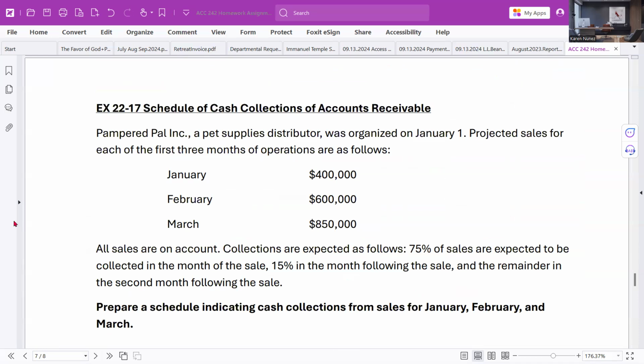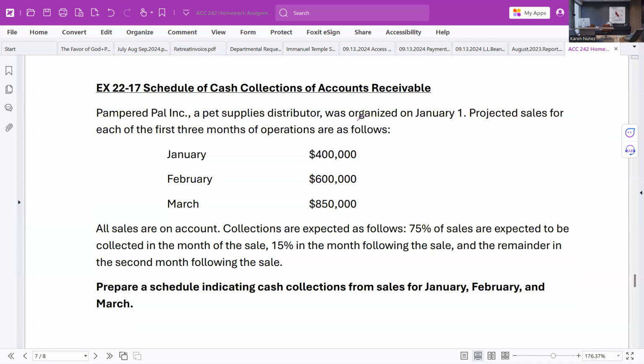Let's make sure we understand what's happening here. First of all, this business wasn't organized until January 1, which means we have nothing prior to January 1. So everything starts here, on January 1, with sales for the first 3 months. We've got our sales for January, February, and March. And the collection pattern is actually a 3-month collection pattern. 75% in the month of sale, 15% in the month following sale, and then the remainder, or the last 10%, will be in the second month following sale.